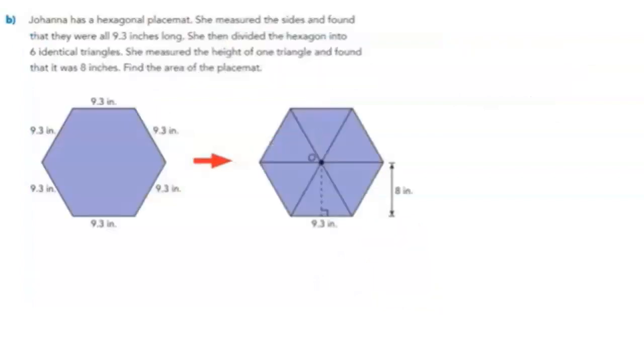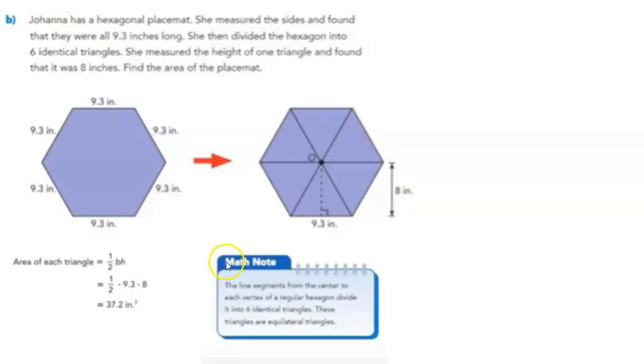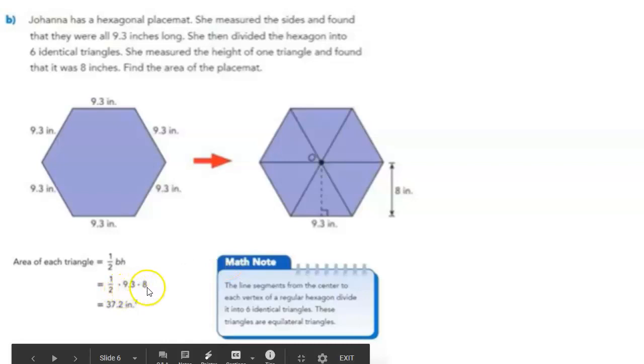Johanna has a hexagonal placemat. She measured the sides and found that they were all 9.3. So each side here is 9.3. She then divided the hexagon into 6 identical triangles. She measured the height of one triangle from the center to here was 8 inches. So the base is 9.3 and the height is 8. So 1/2 the base times the height to find the area of a triangle. So that's 1/2 times 9.3 times 8.